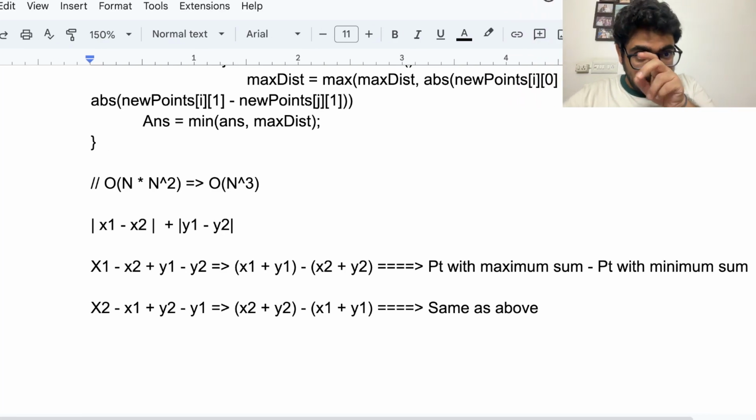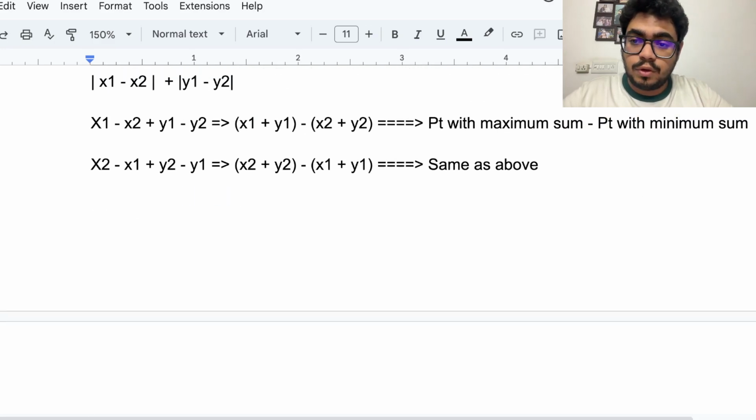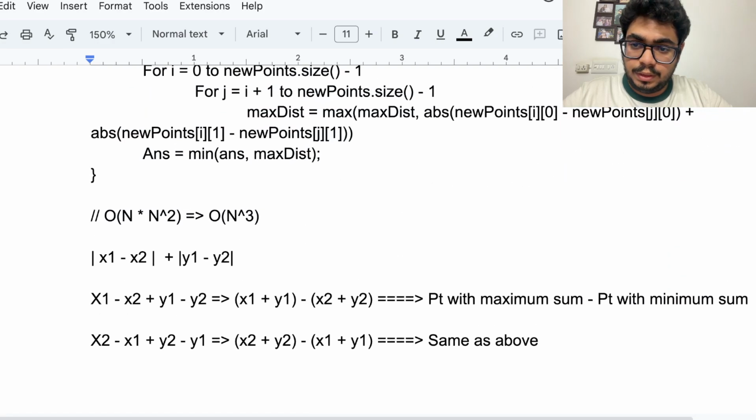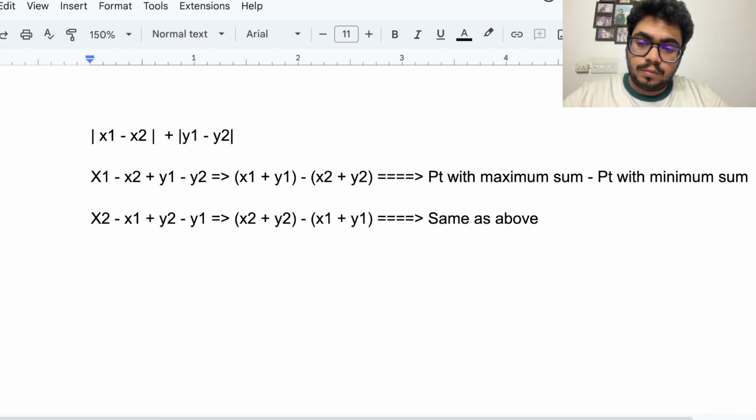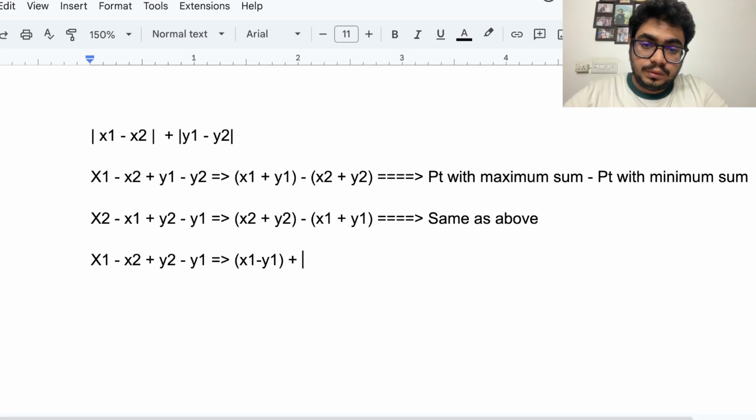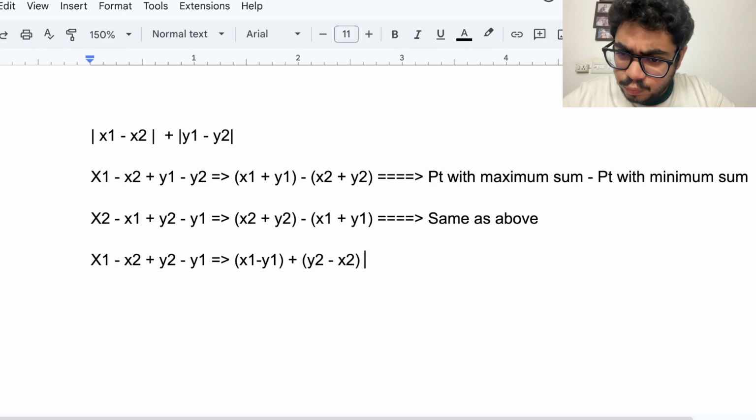But there are two more ways to open these brackets. Another way could be when x1 is greater than x2, but y1 is smaller than y2. So in this case, let me move this down so that we can see the entire thing. So x1 is greater than x2, so I'll get x1 minus x2 plus, y2 is greater than y1, so this would be opposite, y2 minus y1. So in this case, I will get x1 minus y1 plus x2 minus y2 minus x2. This is what we would get.